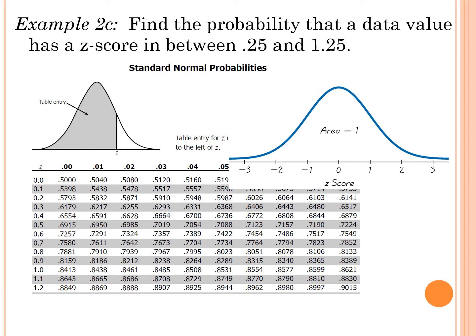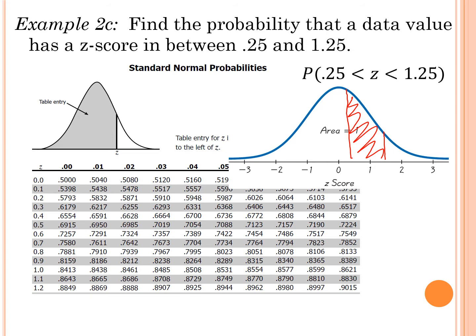In this problem, we have two z-scores. Find the probability that a data value has a z-score in between 0.25 and 1.25. So we are looking for 0.25, so let's say about here, 1.25 about here, this section in between the two.